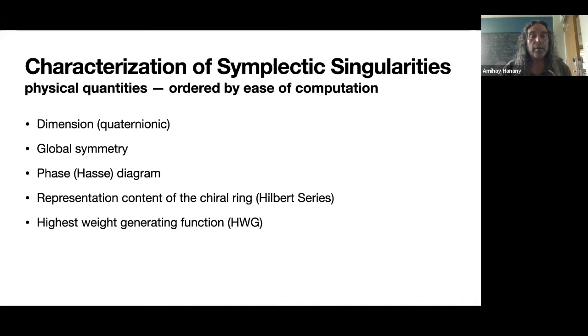And once we know the representation content, we can collect them into generating functions which generate the highest weights. So that's a simpler function than the Hilbert series in many cases. And we can see that there are some generic classes where you could write very nice formulas. And finally, the most complicated thing to compute is to actually derive the chiral ring. You need to identify the generators, the way they transform, and the relations that they satisfy. Many times this requires quite a lot of work, and in many moduli spaces, it is left as a project to do rather than a done project.